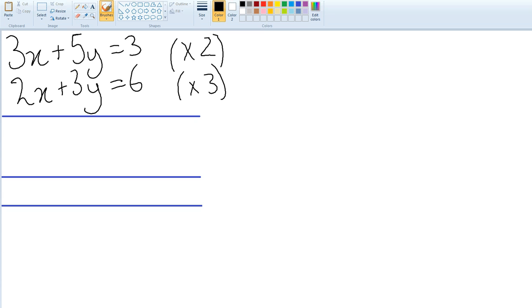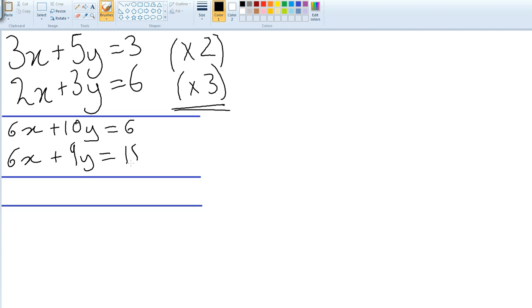So 3x times 2 is 6x. Plus 5y times 2 is 10y, equals 3 times 2, 6. And we need to times the bottom, as you can see there, by 3. So 2x times 3 is 6x. And as you can see now, we've got the 6x's, which we'll be able to cancel out. 3y times 3 equals 9y. And 6 times 3 equals 18.